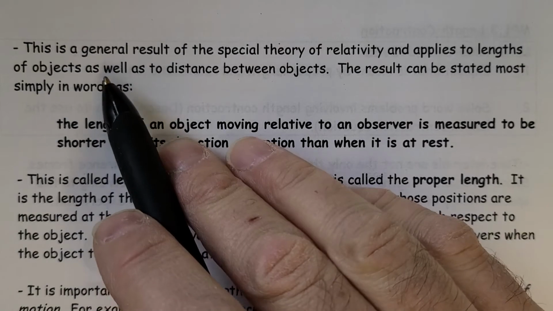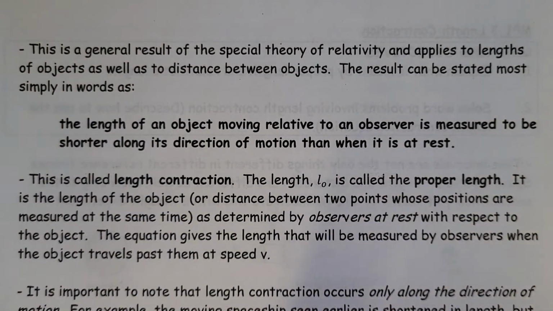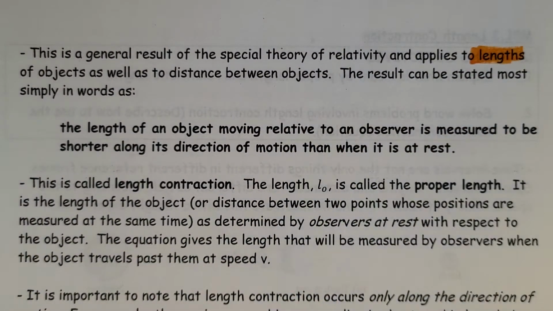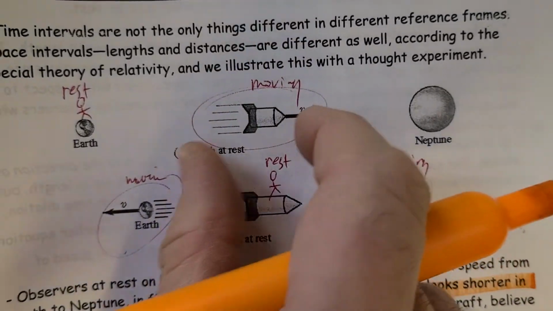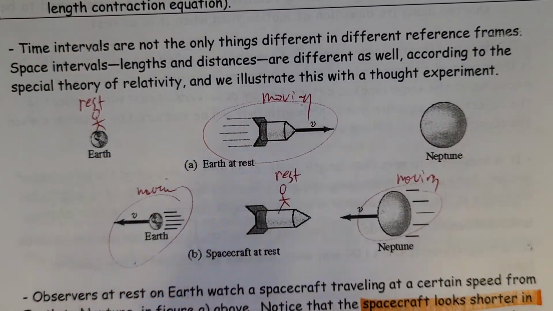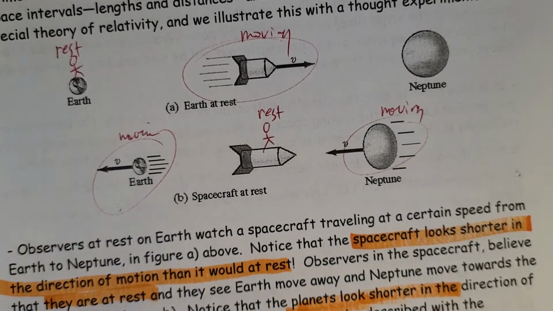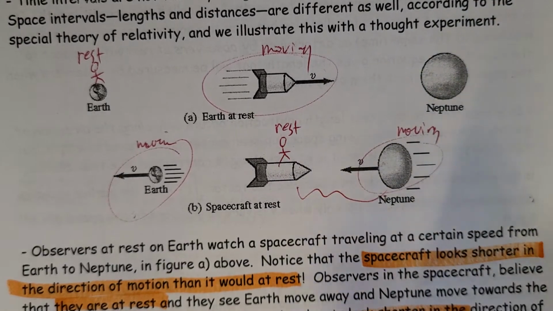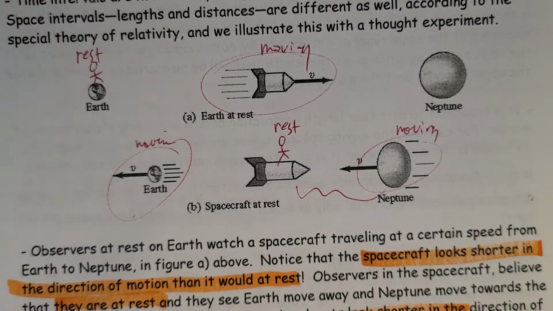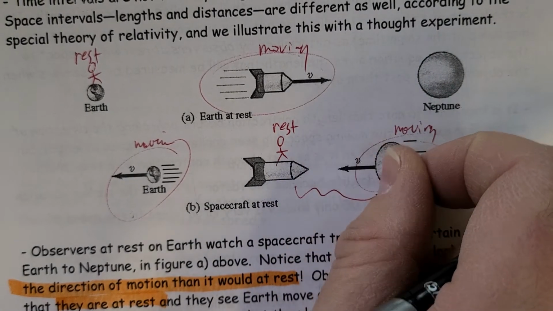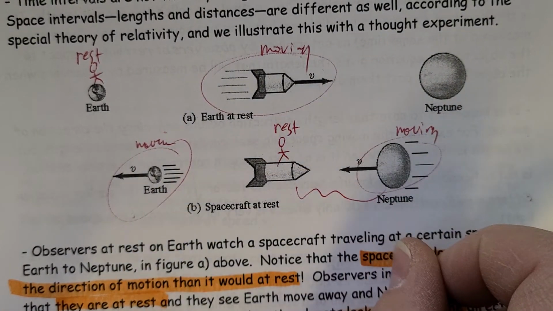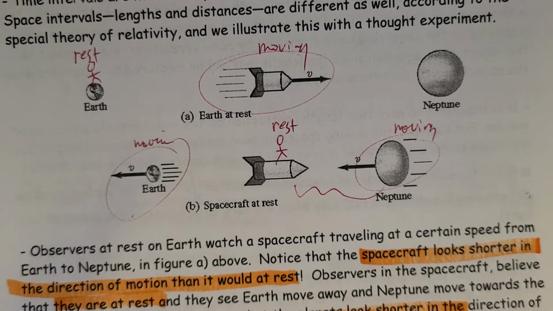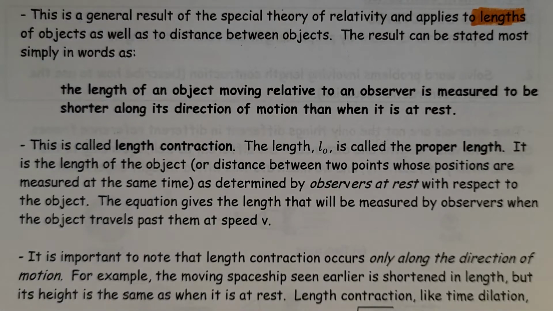Now this is a result of special relativity and applies to lengths of objects as well as distances between them. So the object length contracts. To someone on Earth, they see the spaceship contracting. But someone on the spaceship sees the length of the Earth and Neptune contract, and also the distance is a length as well, and it contracts, which brings some interesting results. So if objects that are moving away from us or towards us contract, then the distance between the two contracts as well. So objects and also distances.